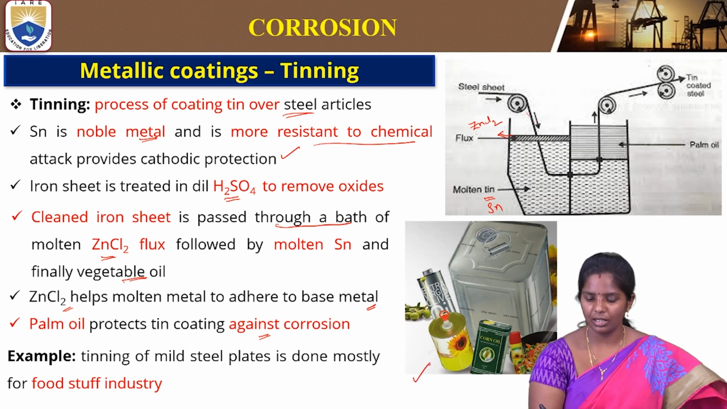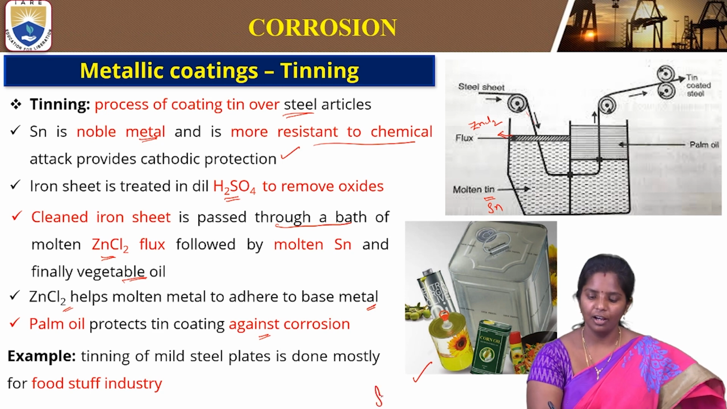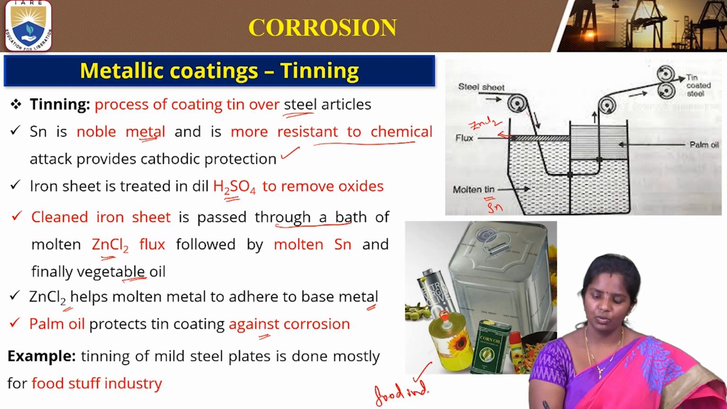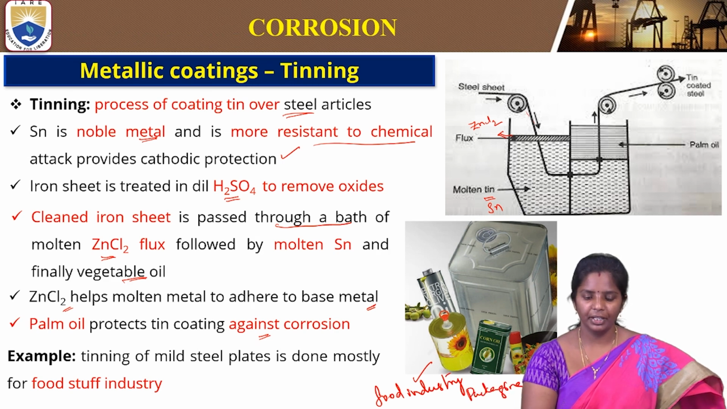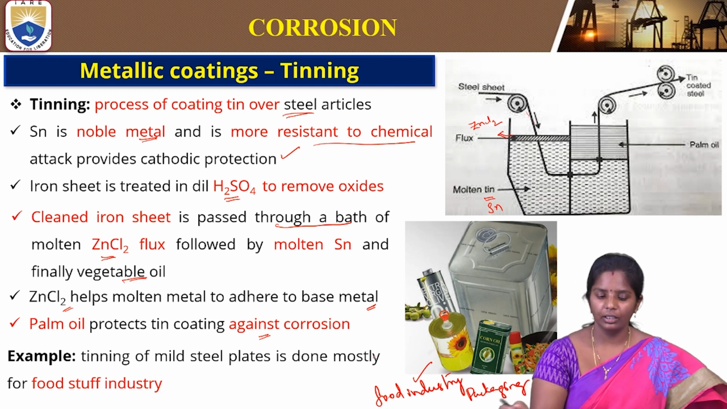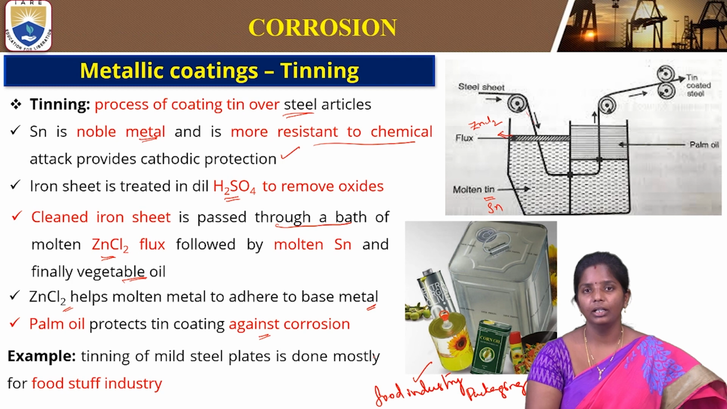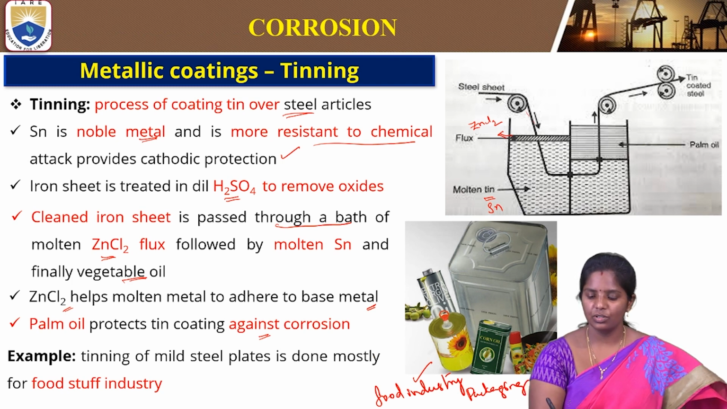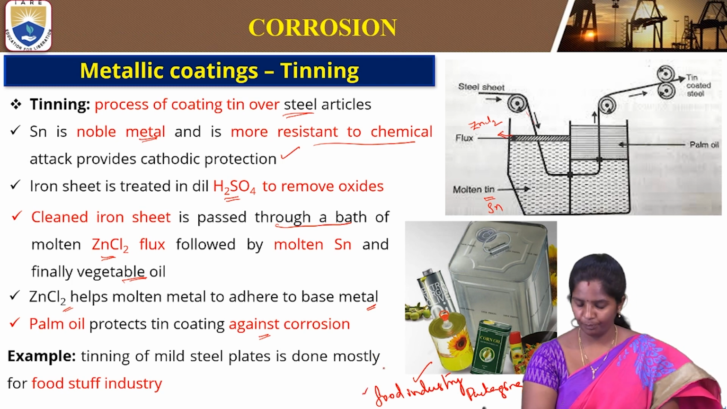For example, these are some of the applications that we use in the food industry, packing. So it is very important to take utmost care in coating the tin onto the metal, because it is used for the eatables.